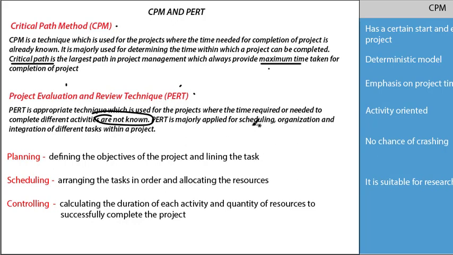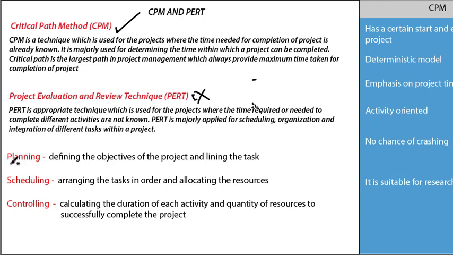PERT is majorly applied for scheduling, organization and integration of different tasks within a project. Through the PERT technique you can interrelate the activities in a project and schedule them. The final time will not be known in PERT, but in critical path method your final completion time will be known. So that's the major difference between CPM and PERT.